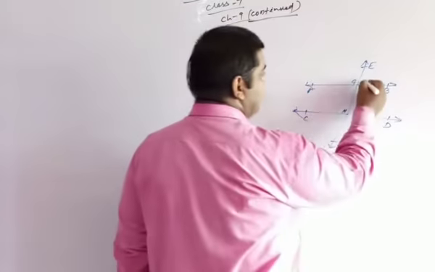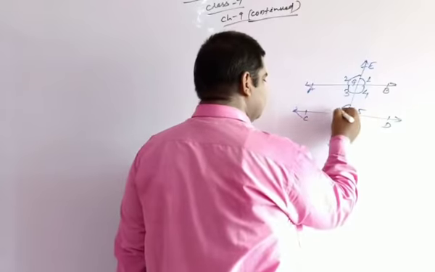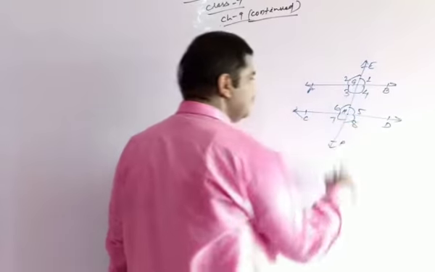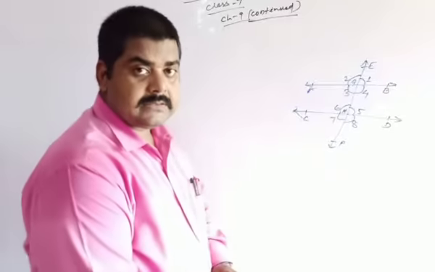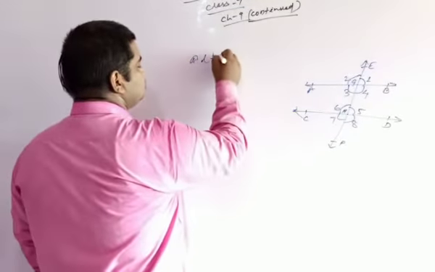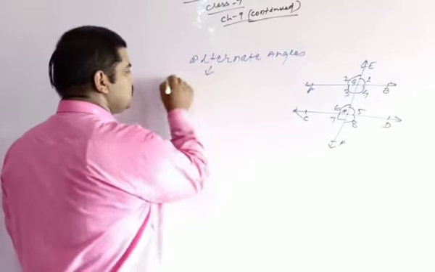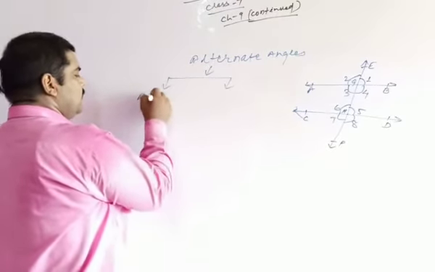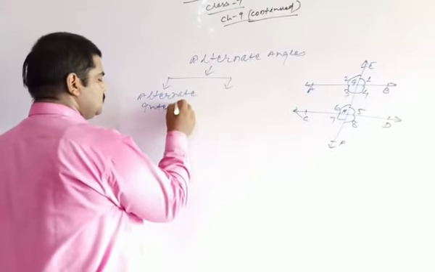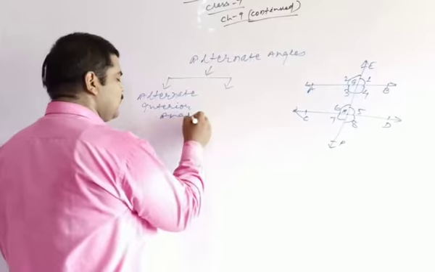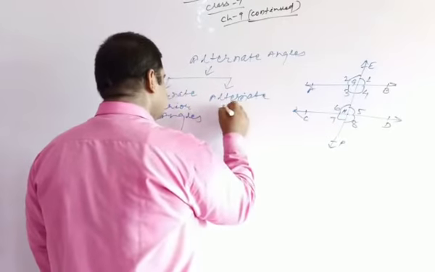By this way, how many angles are formed? Angle 1, angle 2, angle 3, angle 4, angle 5, angle 6, angle 7, and the last one, angle 8. Eight different angles are formed. Before starting alternate angles, keep in mind that alternate angles are of two types. First one is alternate interior angles, and second one is alternate exterior angles.